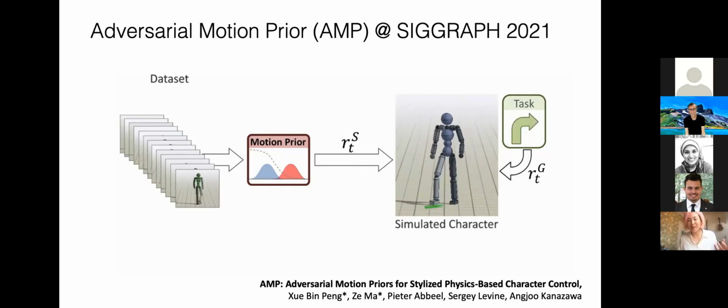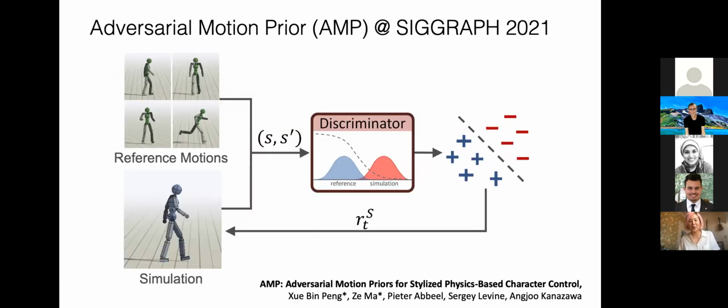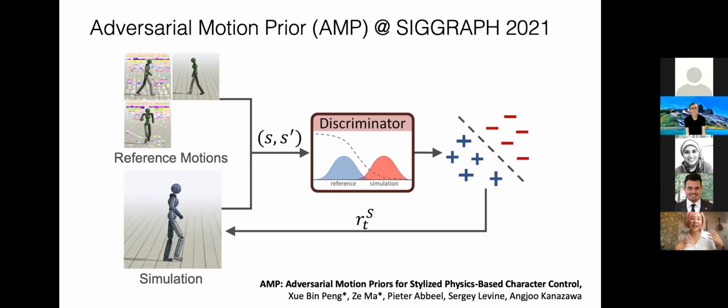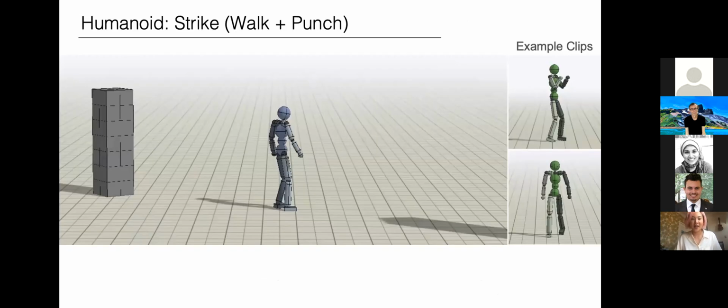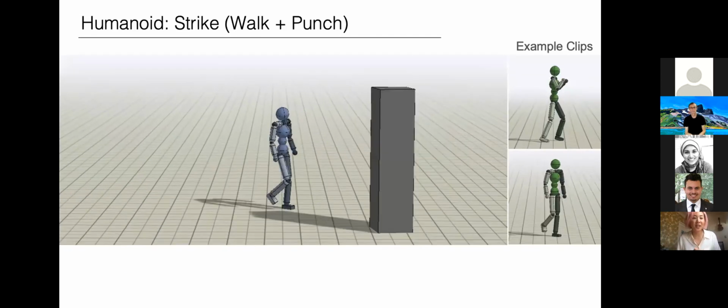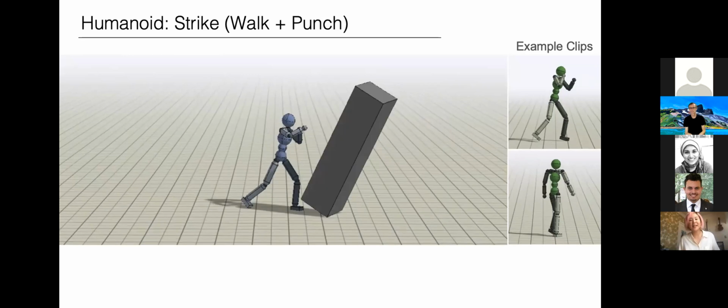So I hope that sounds very much like HMR, because you have all these reference motions and you do the simulation motion and then you send it to a discriminator which says it's real or not, and that is the style or the prior for the motion. And then you use another task that's a task-dependent reward, such as walking and such as punching a target. Okay, so that's one.